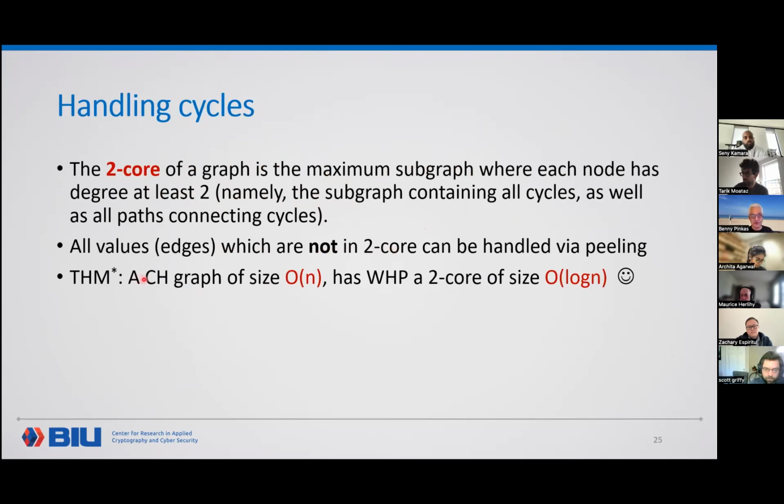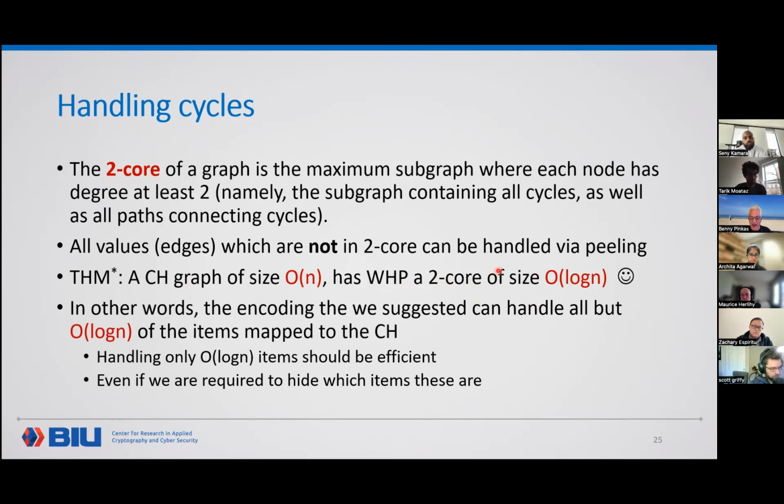Now, there's a theorem that in a random graph, or random hypergraph, of size order of n, with high probability the 2-core is of size only order of log n. That's great, because we handle everything except for something of size order of log n. And handling something of size order of log n should be efficient. Even if you have quadratic overhead, whatever, it's going to be efficient, and we have an efficient solution for that. So based on this theorem from random graph theory, we end up with a very small core, and we can handle it.